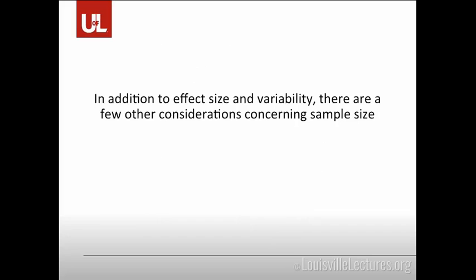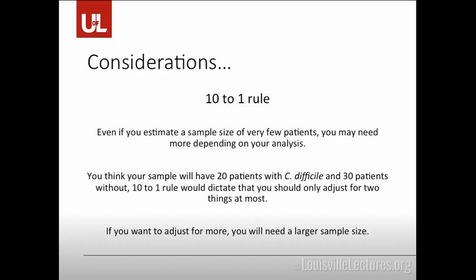Now, there are a few other considerations for sample size besides just those, looking at what you plan on measuring in the long term. There is what's considered the 10-to-1 rule, which dictates that you should only look at one variable per 10 people in the group with the lowest outcome. So instead of looking at treatment and control, now you'd be thinking in terms of whether or not they developed C.